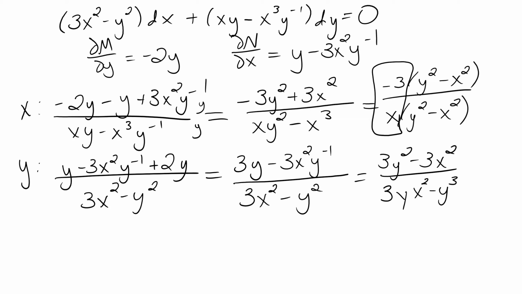So I could factor the y out of the denominator, the 3 out of the numerator, but I don't have a 3 in the denominator to factor out, so I can't get that function of y, which is good because I should have a function of x or a function of y, not both. So this is actually also almost exact.